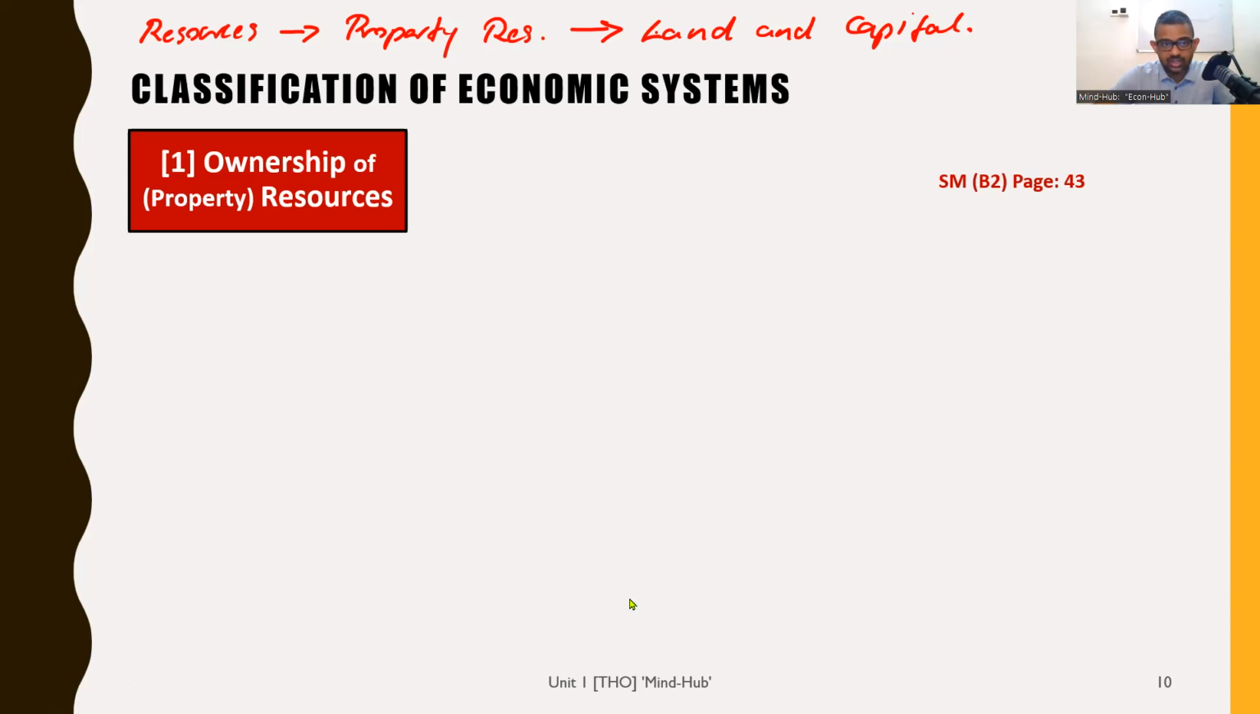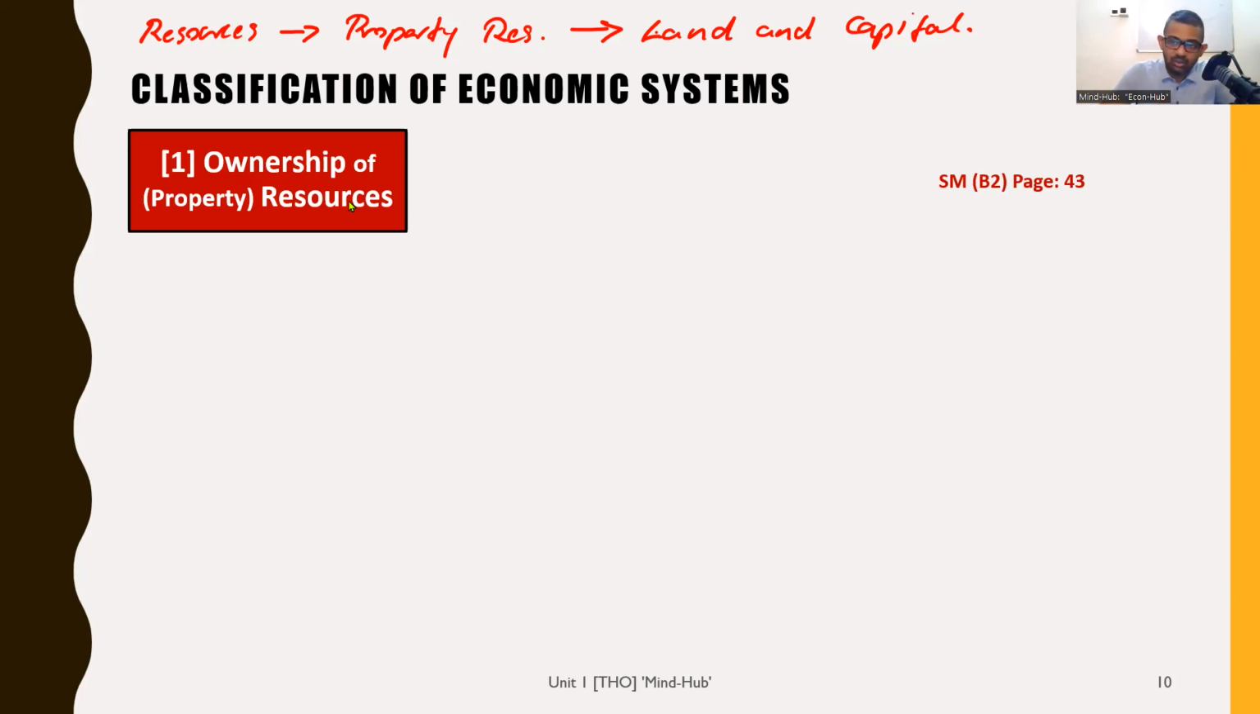So when we are looking at the nature of resource ownership within an economic system, we are mainly looking at land and capital ownership. Who owns the majority of the land and capital resources of this country? Depending on that, we can really start talking about two main types of economic systems.